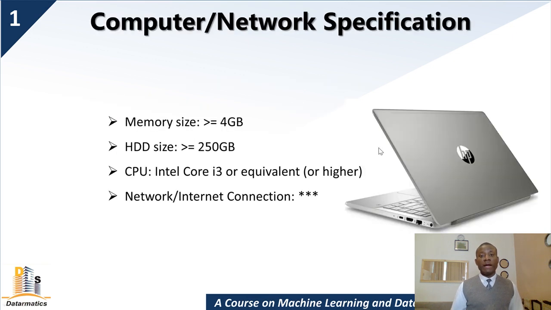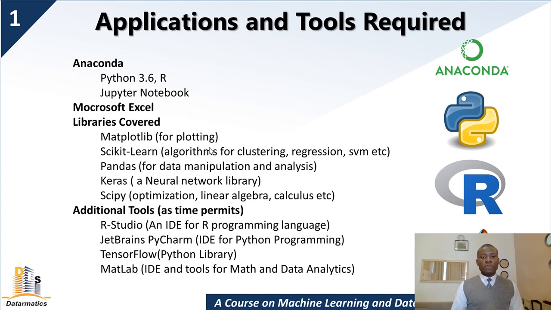So basically we have computer and network specification. If you are going to be joining this course, since it's a web-based course, you are going to need a good computer and a good internet connection as well. So I recommend having something not less than 4 gig of RAM, because at some point we'll be working with graphics, and also a good hard drive size and a good processor, maybe Intel Core i3 or higher, i5 recommended.